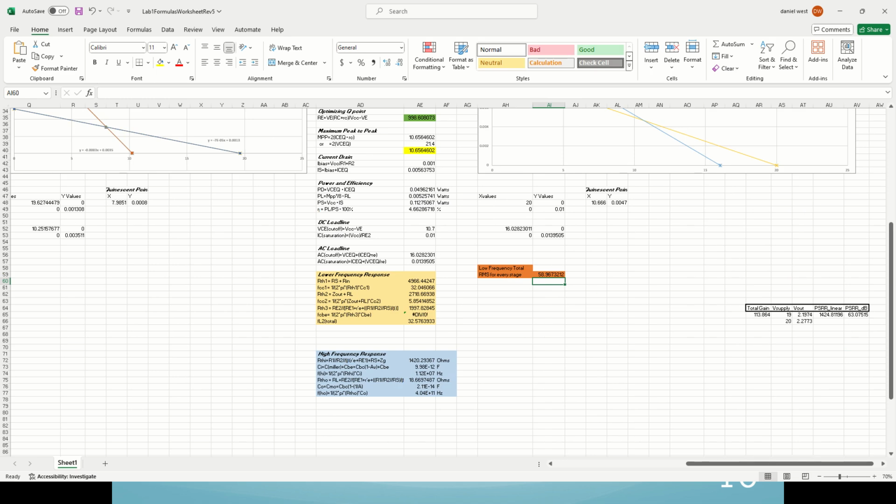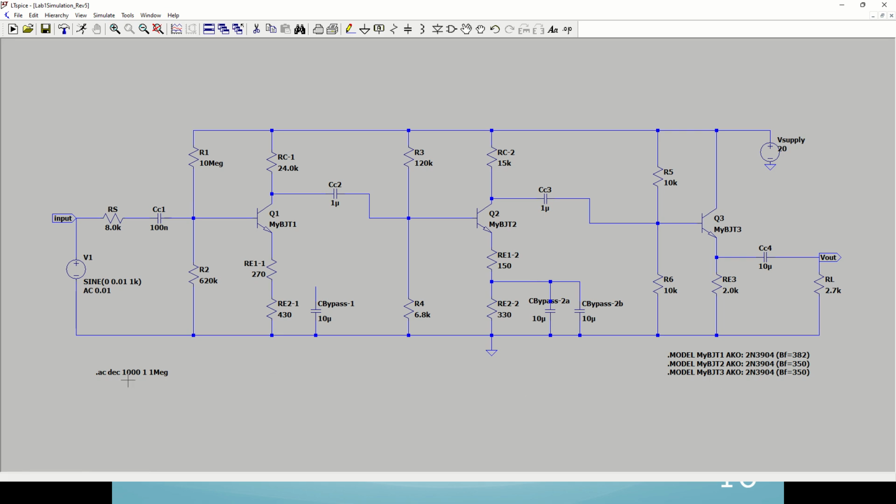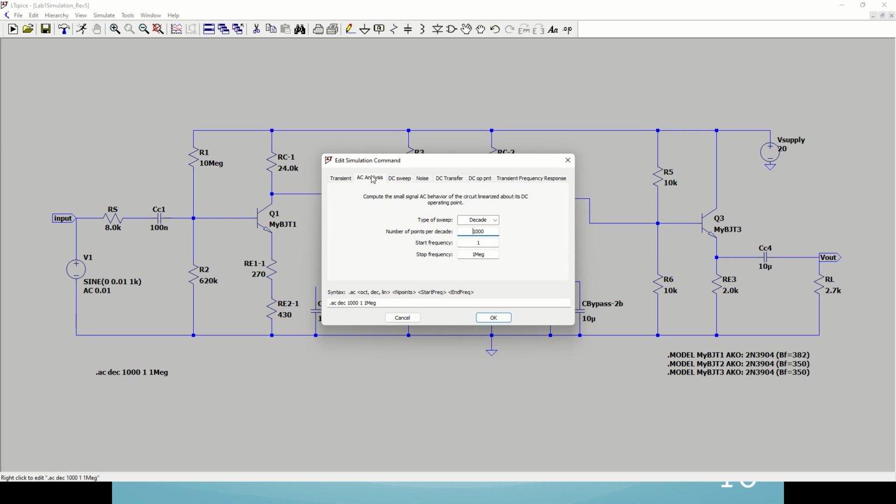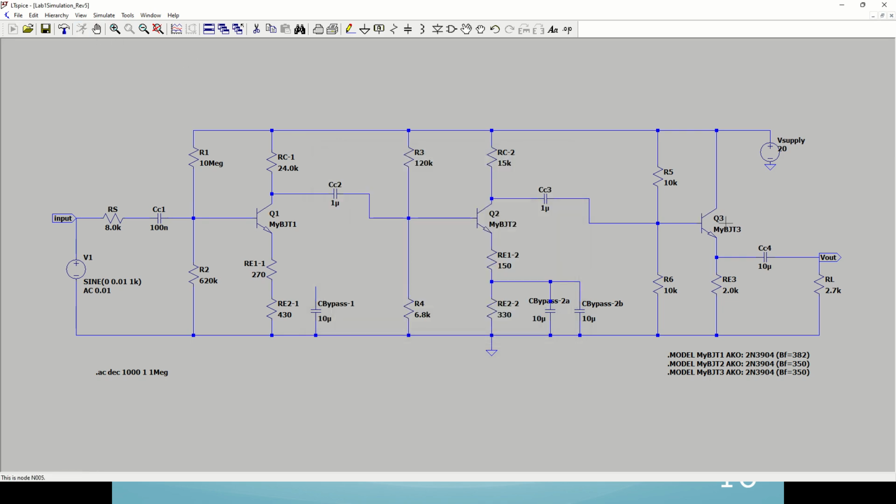So let me pull up the schematic and we will do the AC analysis and get a Bode plot. We're going to type a sweep by decade, number of points is 1,000. I like to use a start frequency of 1 Hertz and a stop frequency of 1 megahertz. And we'll run it.